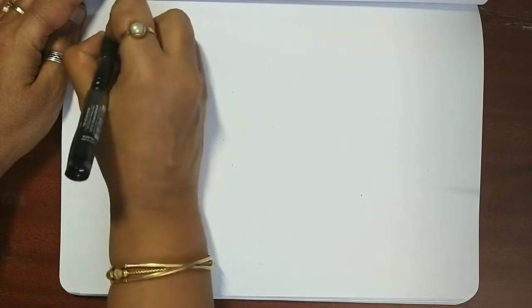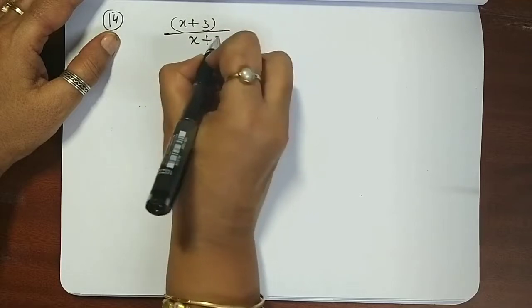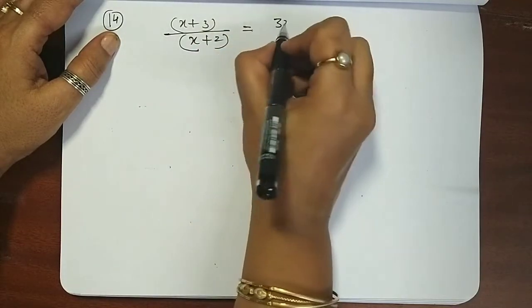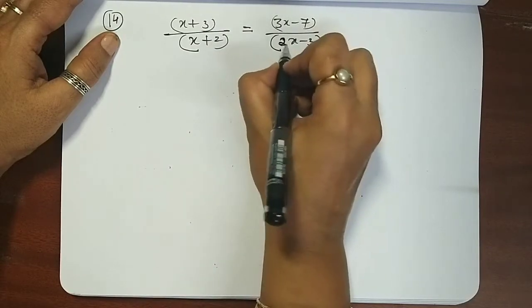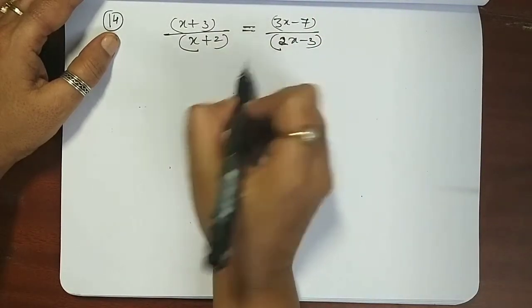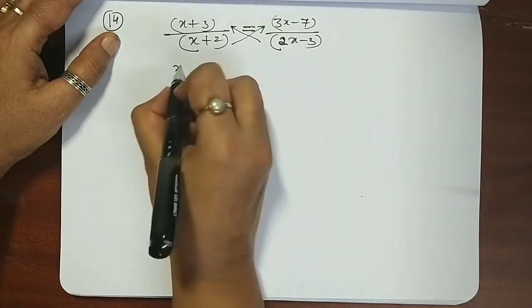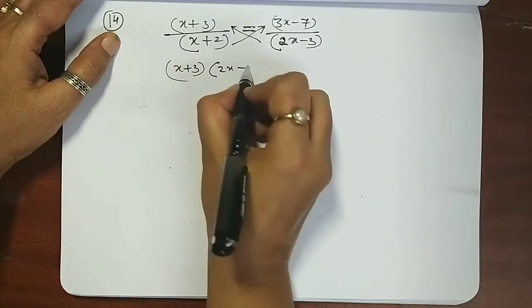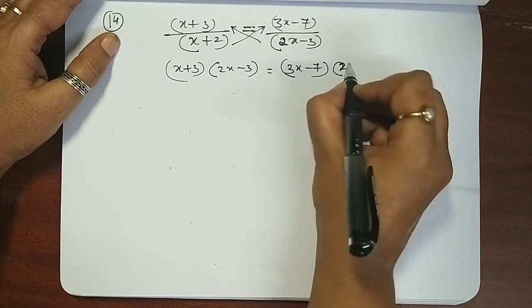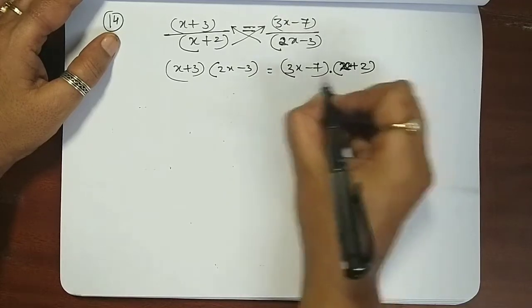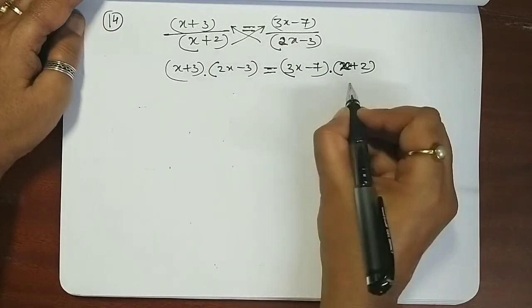Here is the 14th question. The question says (x+3)/(x+2) = (3x-7)/(2x-3). In order to solve this question, you have to cross-multiply: this into this and this into this. So (x+3)(2x-3) = (3x-7)(x+2). After this, you have to bring it in the form of a quadratic equation and solve it.